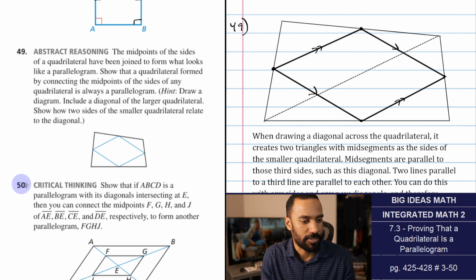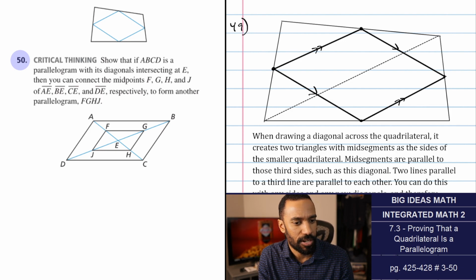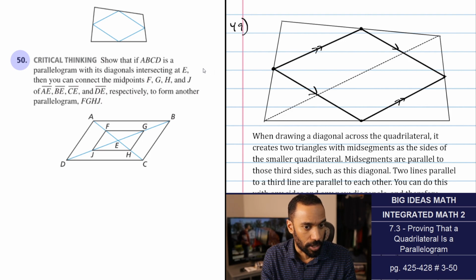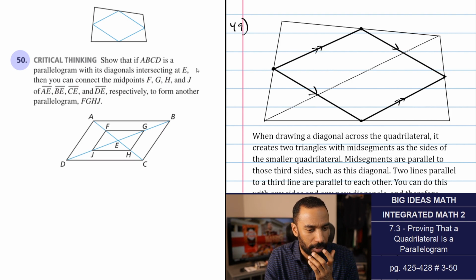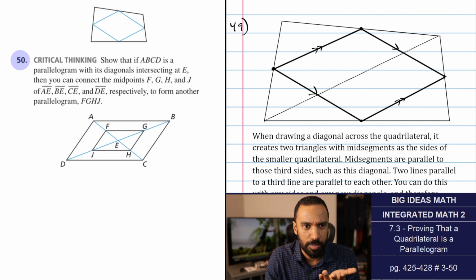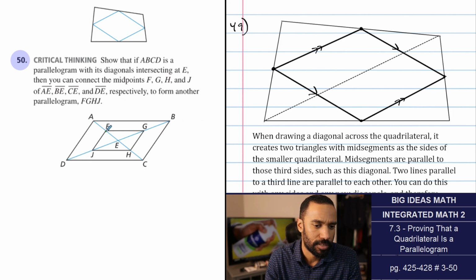All right, last question, number 50, critical thinking. Show that if ABCD is a parallelogram with its diagonals intersecting at E, then you can connect the midpoints F, G, H, and J of segments AE, BE, CE, DE to form another parallelogram. Would this not be another mid-segment thing? I think this would just be another mid-segment thing. So they're saying that these are midpoints. This is a midpoint of this segment. This is a midpoint of this segment. Therefore, this is a mid-segment here, which is parallel to that guy.